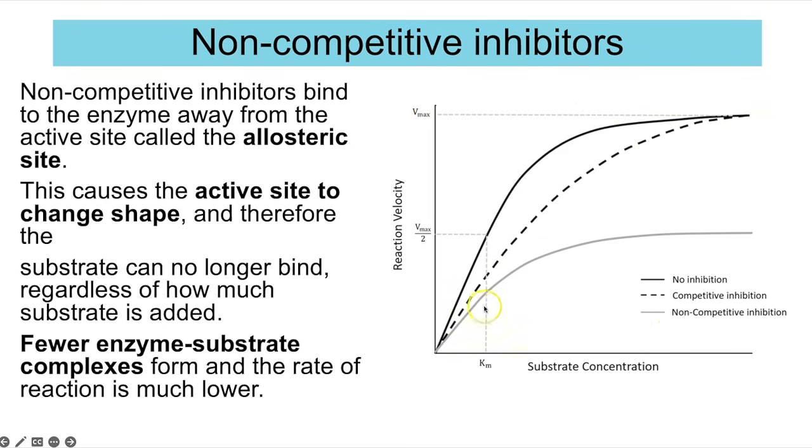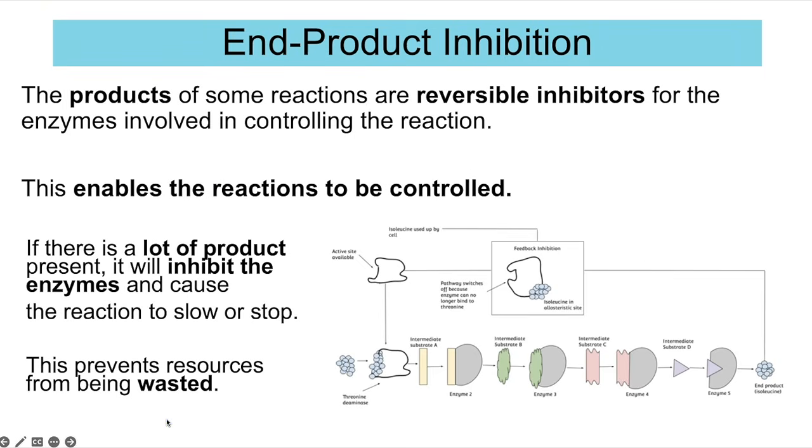Non-competitive inhibitors, though, give a lower rate of reaction and it plateaus at a lower rate as well. That's because it doesn't matter how much extra substrate you add, the rate won't increase because the active site has changed shape.